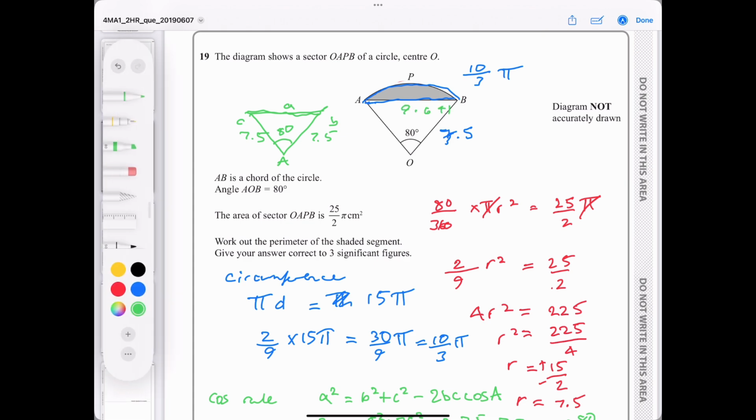So in that case, we now know that the answer is 10 over 3 pi plus 9.641, etc. I'm just going to add on 10 over 3 pi, equals, so that's altogether 20.11, so that's 20.1.